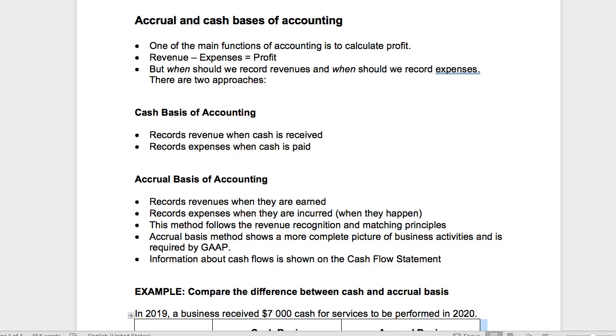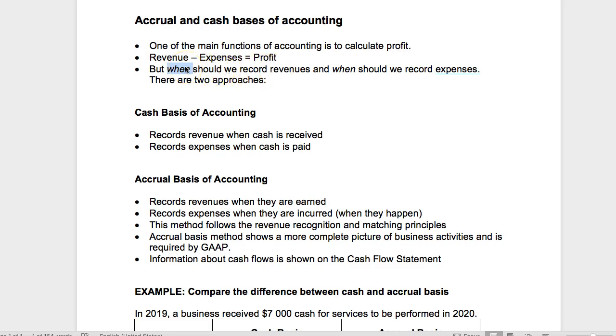The topic for today's video is to talk about the difference between accrual basis of accounting and cash basis of accounting. And you may have heard us talking about accrual basis of accounting in our week 1 topics. So one of the main purposes of accounting is to calculate the profit. The formula for profit is revenue minus expenses equals profit. But the question is, when should we record the revenue?